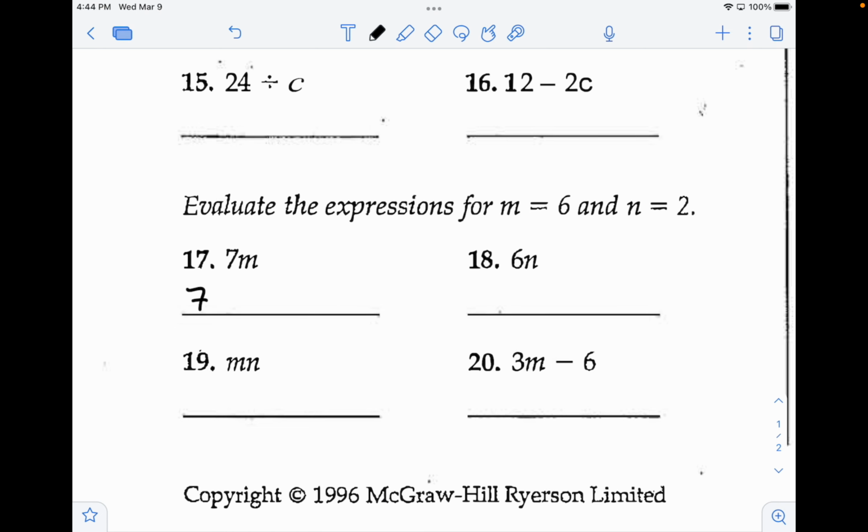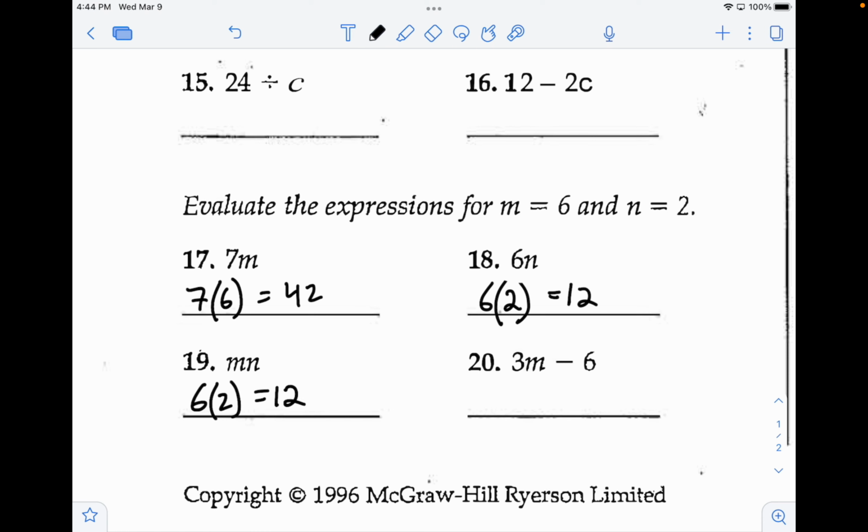So we have 7, and then I substitute in for the m, 6. 7 times 6 is 42. 6n: substitute in the value for n, which is 2. 6 times 2 is 12. mn, that means m times n. So then we substitute in the value of 6 and put a bracket around the 2. That means 6 times 2, 12.